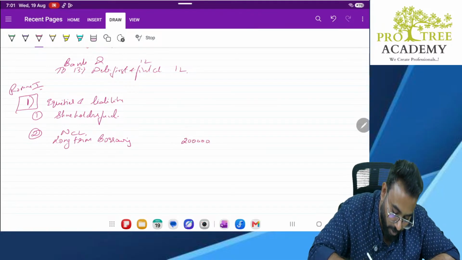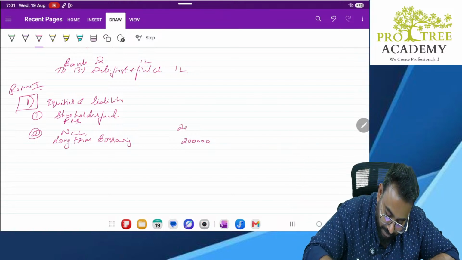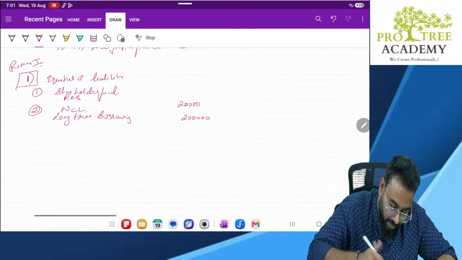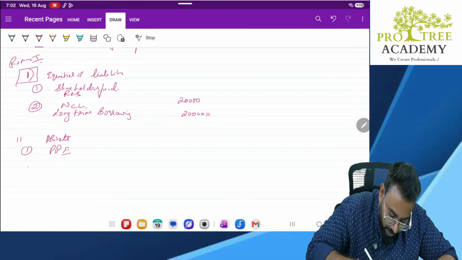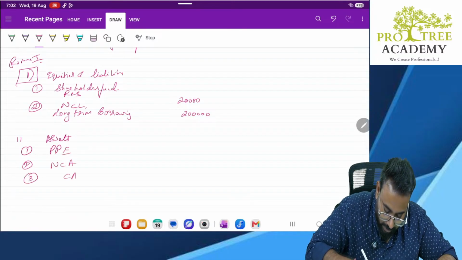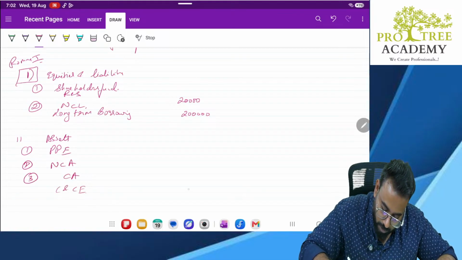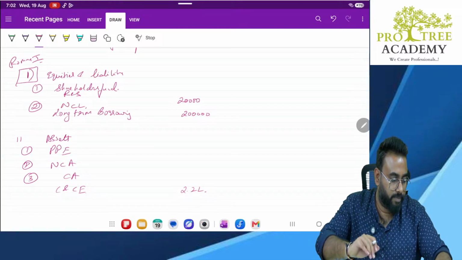One more item under shareholders fund, reserves and surplus. Securities premium will come, no? Forgot. Next, second item. Assets. Correct. PPE, no information. Non-current assets, no information. Current assets, cash and cash equivalents. That will be 2.2 lakhs. That's it.